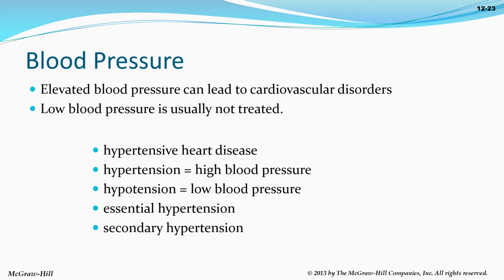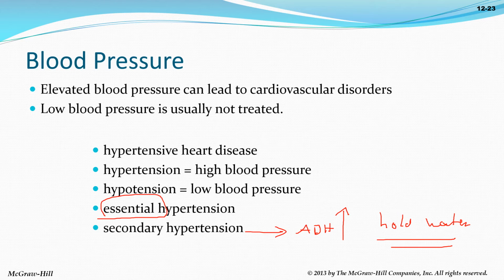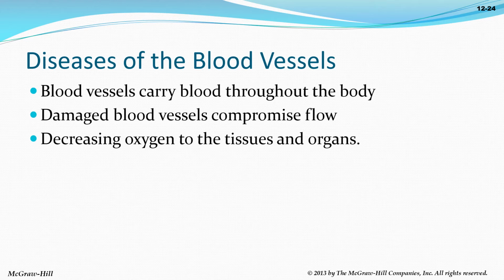For blood pressure, it could be a heart condition that caused it altogether or something else. Like for example, antidiuretic hormone. If you have too much, then your body's going to hold on to water. And that's like too many cars on the freeway. It's going to cause congestion if you have large blood volume. So high blood pressure will damage the delicate blood vessels and capillary beds.